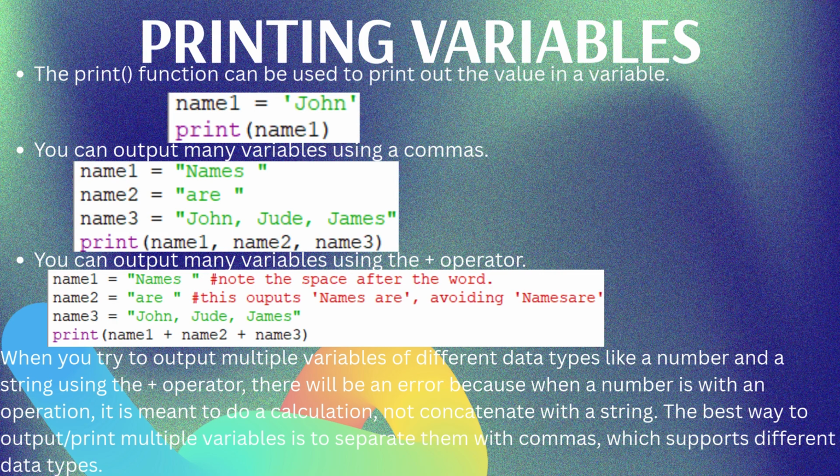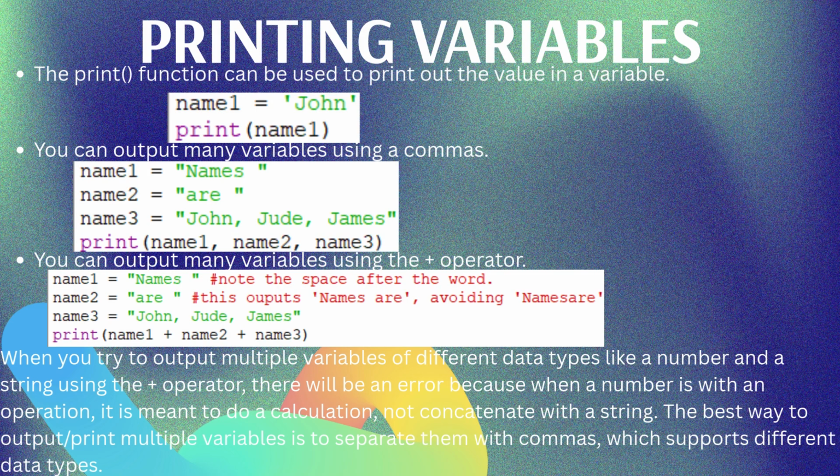Now, the print function can be used to print out the value in a variable. Let's say I have a variable called name1 equals John. If I want to print out John and show the user John, and when I say user, I mean the person seeing the results of your code, then I can just say print name1, which is the name of the variable, and it prints out what is inside name1, which is John.